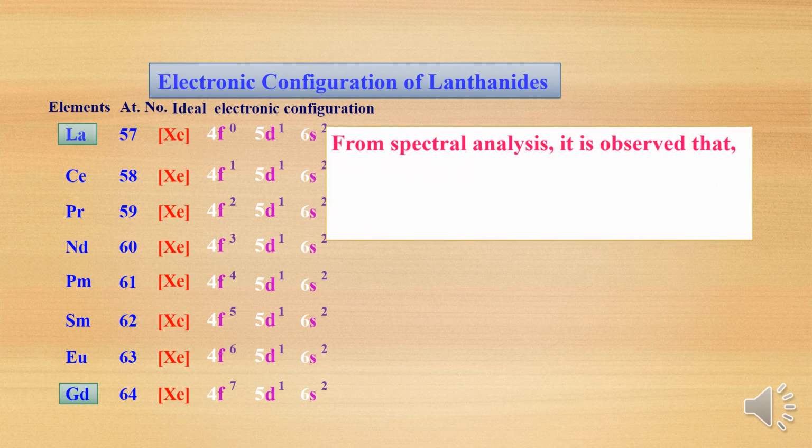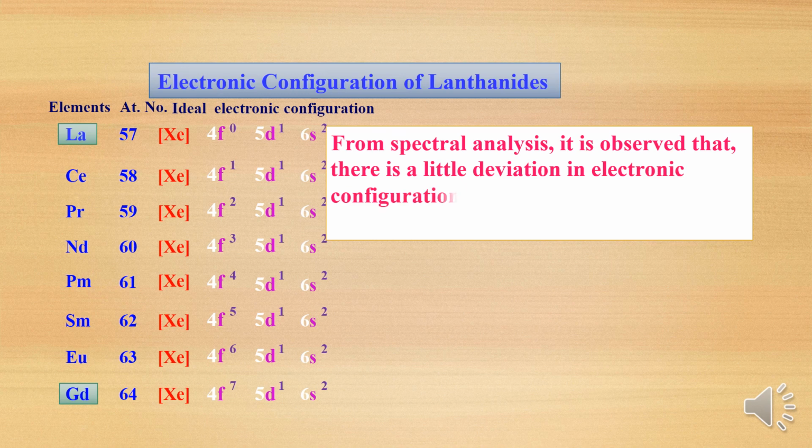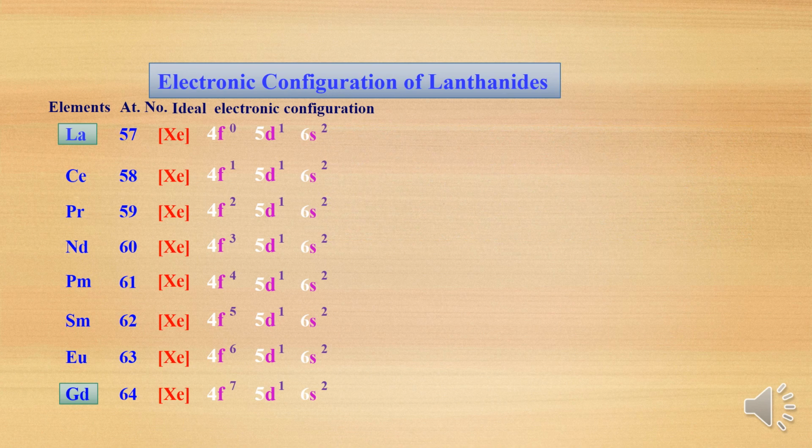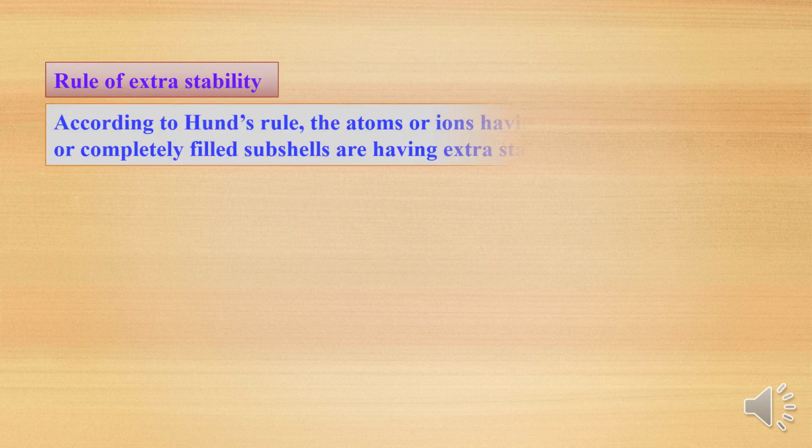Now, from spectral analysis, it is observed that there is a little deviation in the electronic configuration, and therefore two electronic configurations are assigned. When the spectral analysis is done, it is observed there is a deviation. So due to that deviation, one more electronic configuration is assigned, and that is the observed electronic configuration. This observed electronic configuration depends upon the rule of extra stability.